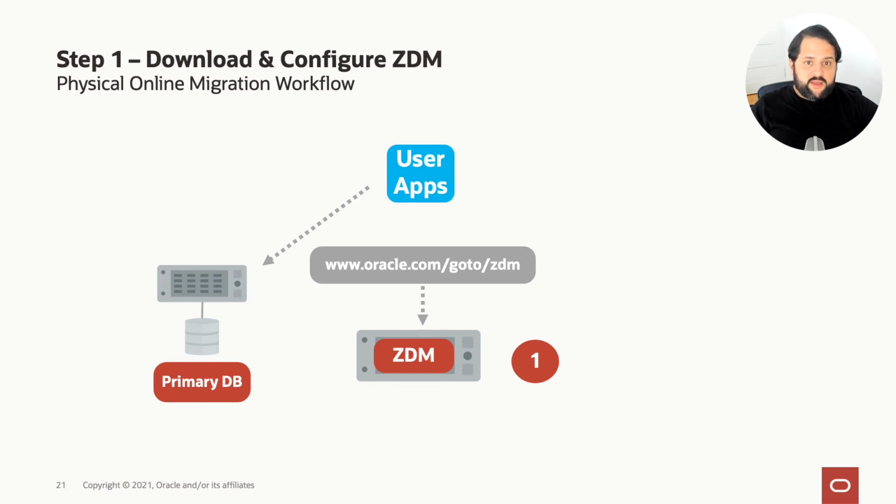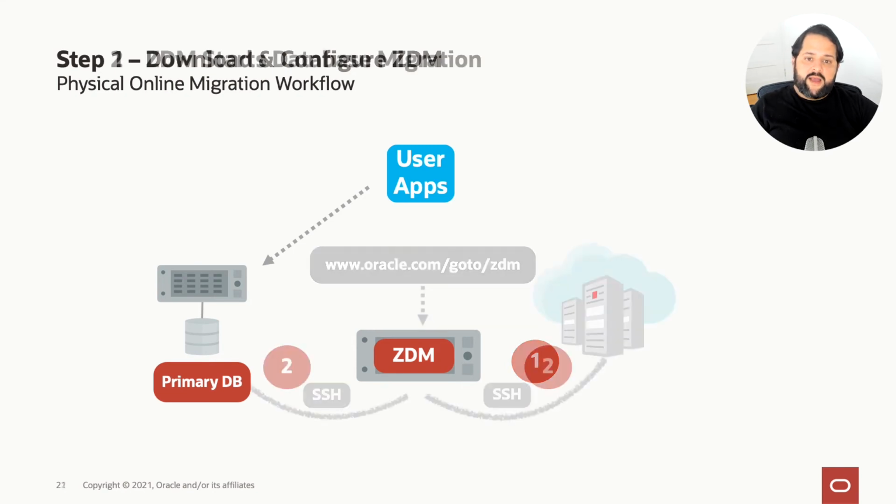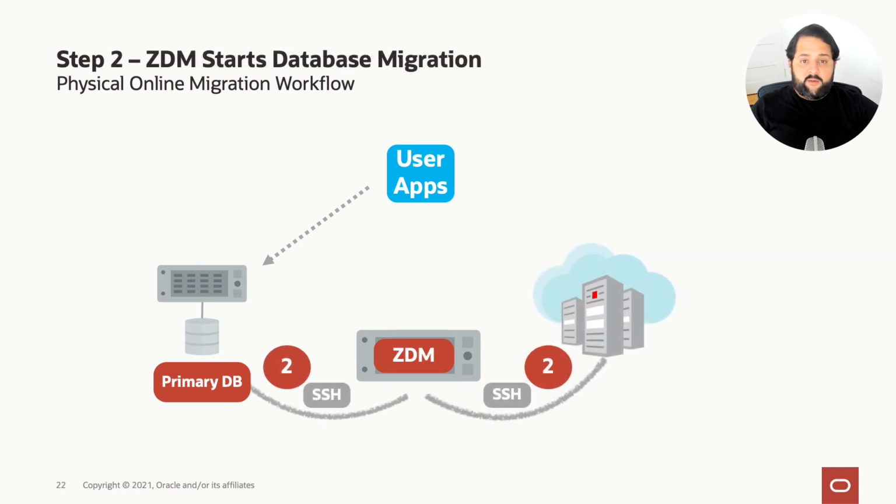Once you do that, ZDM will ask you for passwords, etc., and then we will continue and perform the actual migration. When we start the workflow, first ZDM will connect to the source and the target, be sure that everything is in place, database versions match, and we can reach all the different components. If everything is in place, then we will continue.